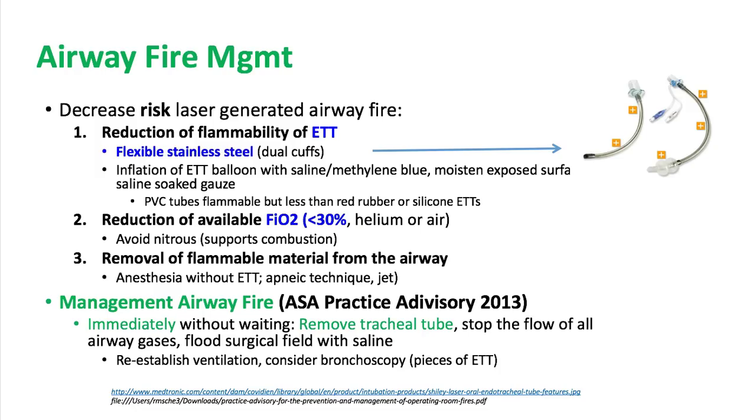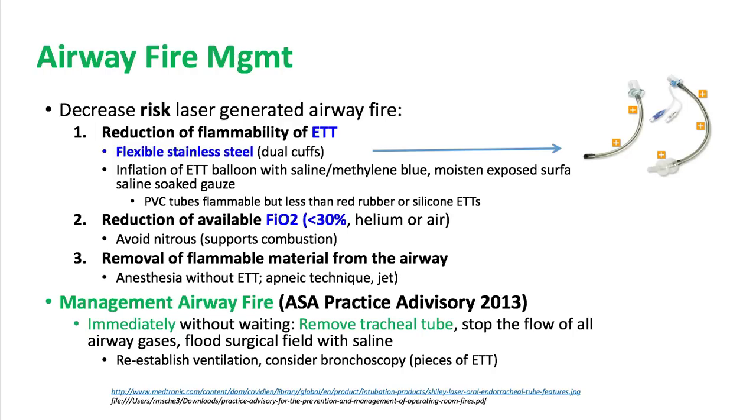The next keyword is airway fire management, and to decrease the risk of an airway fire, for example, when you're using a laser, one of the first things you can do is reduce the flammability of the endotracheal tube. If it's going to be in place, why not use a flexible stainless steel one, which is much more resistant to lasers than a PVC tube?